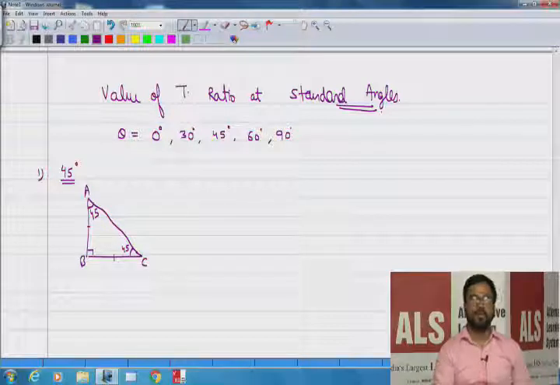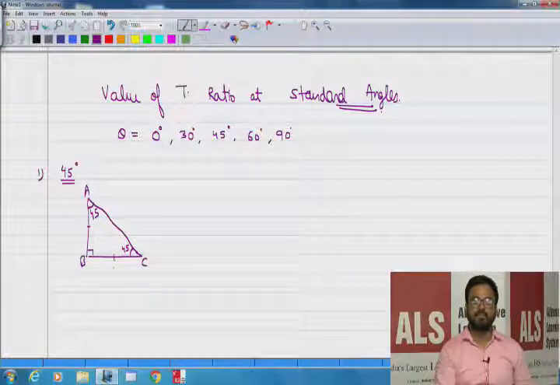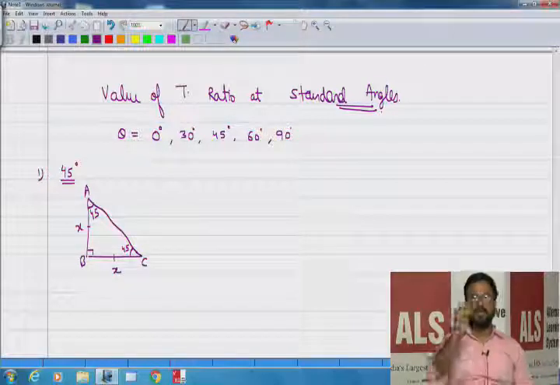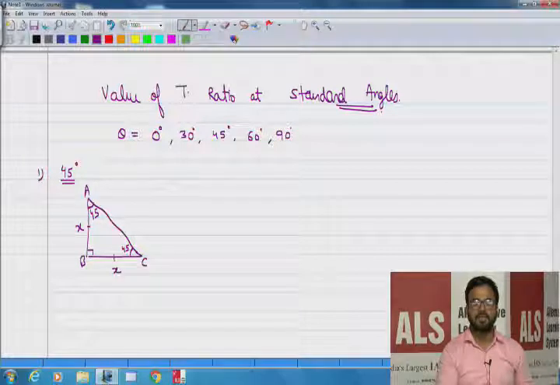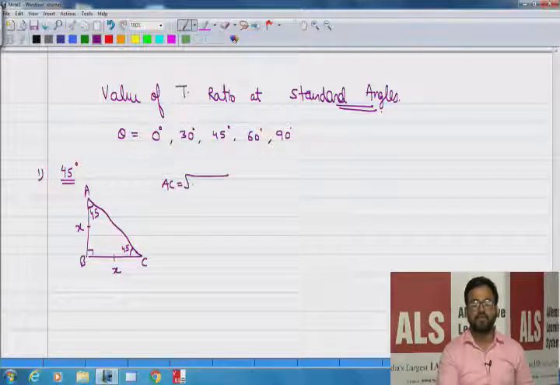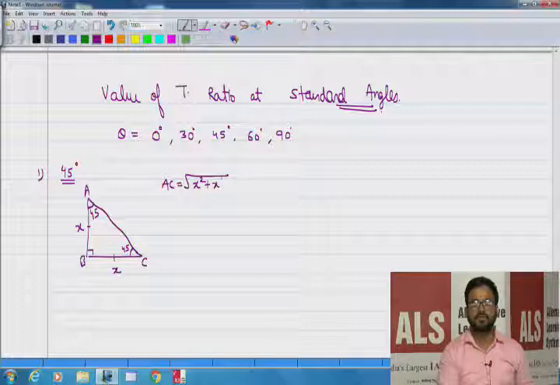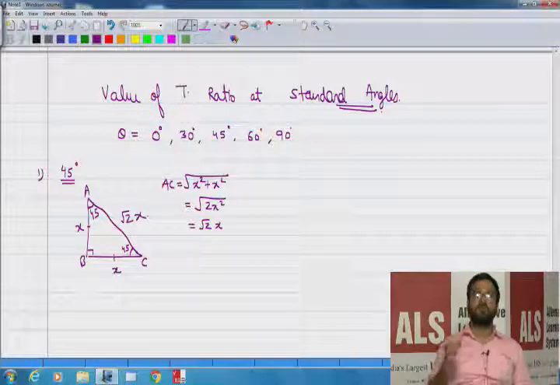Right? Now if I say this BC as x, so AB is also x. Now with the help of Pythagoras theorem we can find the value for AC. AC is nothing but under root of x square plus x square, which is under root of 2x square, which is root 2 x. So value of AC is root 2 x. Now you can find the value at 45 degree.